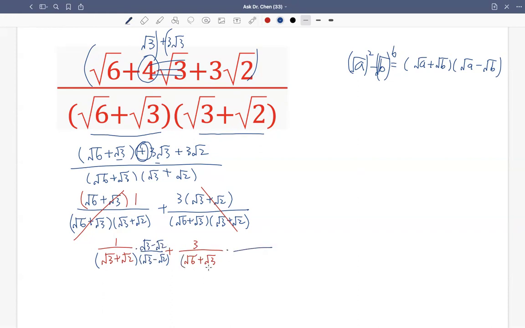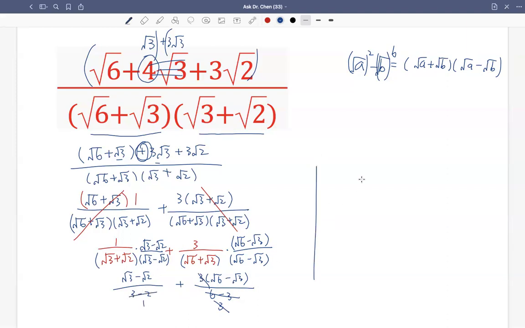Similarly, for this one, we want to multiply by the conjugate, square root of 6 minus square root of 3, divided by itself. Now, the numerator of this one is the square root of 3 minus square root of 2. And the denominator will have square root of 3 squared, which is 3, minus square root of 2 squared, which is 2. And plus this one, 3 times radical 6 minus radical 3. Then the denominator will have radical 6 squared, which is 6, minus radical 3 squared, which is 3. But 6 minus 3 is 3. 3 divided by 3, that's 1. And 3 minus 2 is 1.